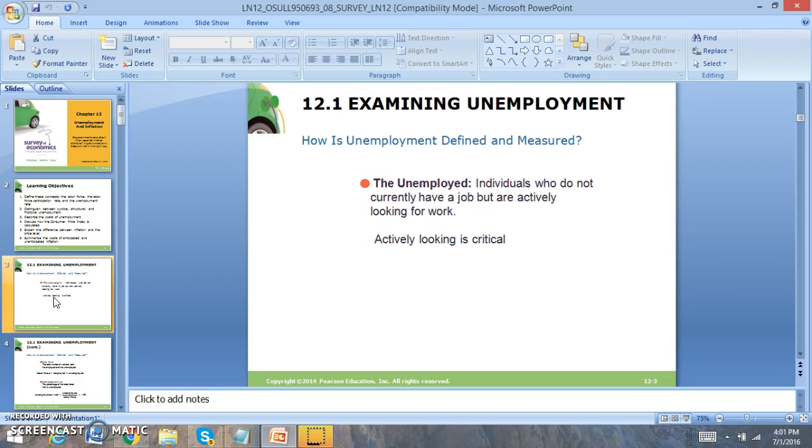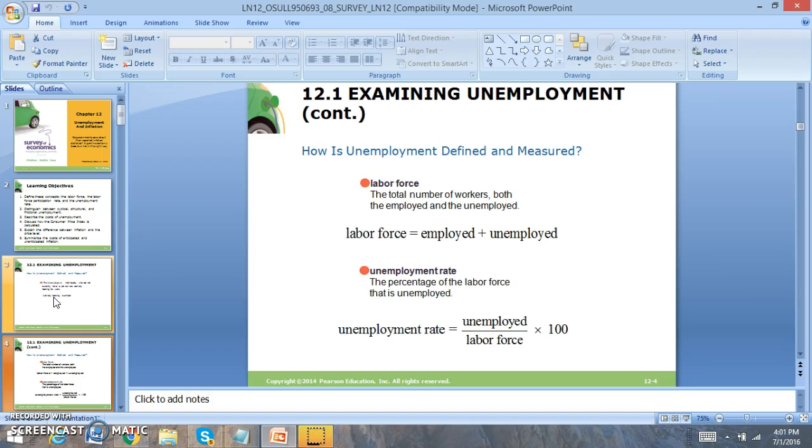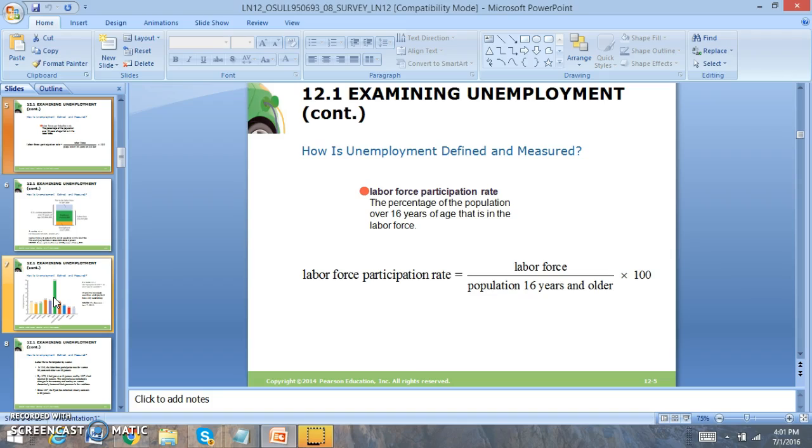You'll notice that we're very focused on the unemployment rate. The unemployment rate is very interesting because it shows how the economy is doing. When you look at the economy, you'll notice that an economy is growing when the unemployment rate is lower. We have this thing called the labor force, and the labor force is the total number of workers, both employed and unemployed. Now, when we look at the unemployment rate, this is the percentage of the labor force that is unemployed, not the percentage of the adult population, but the percentage of the labor force that's unemployed.